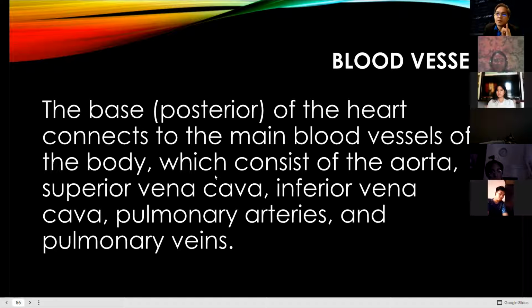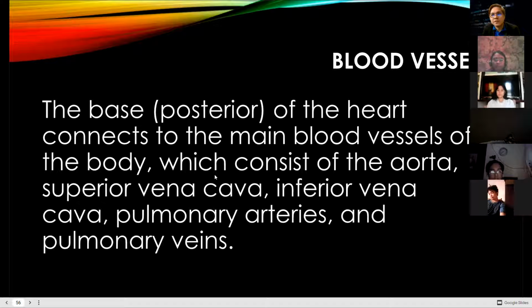We have the tricuspid valve, which is in between the right atrium and right ventricle. And of course, the bicuspid valve or the mitral valve, which is in the center of the left atrium and left ventricle. How about the two semilunar valves? Semilunar because it looks like a moon shape.